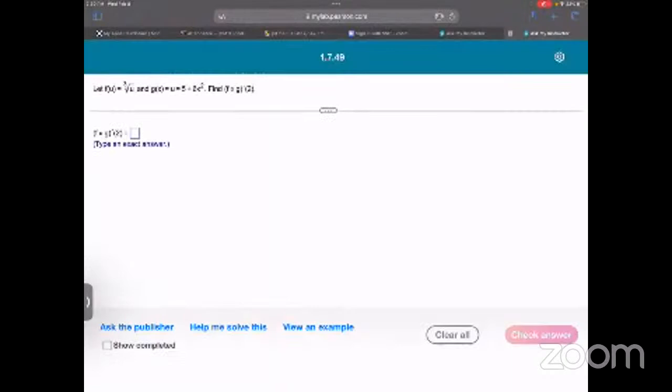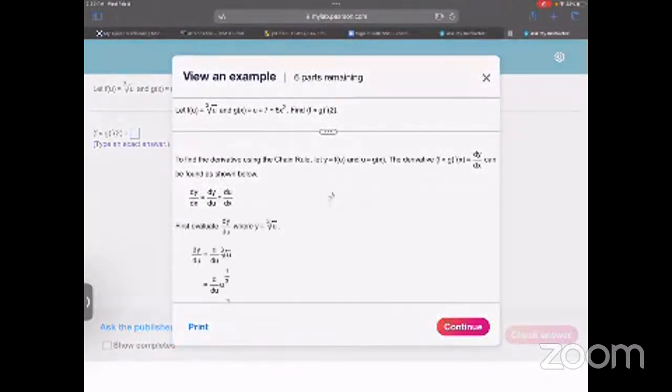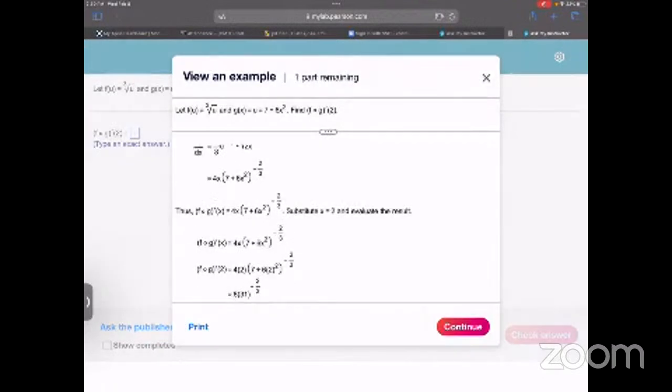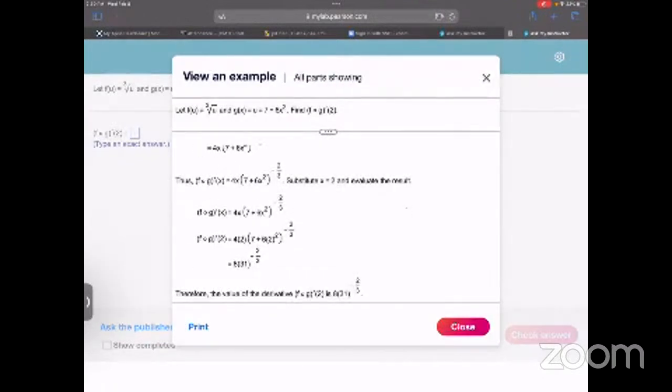Before I submit my result, I'm going to click on view an example, and I just want to see their final result, how they put their final answer. Okay. We got something like that. I think we got something along those lines, right? So you see they left it as a negative exponent.